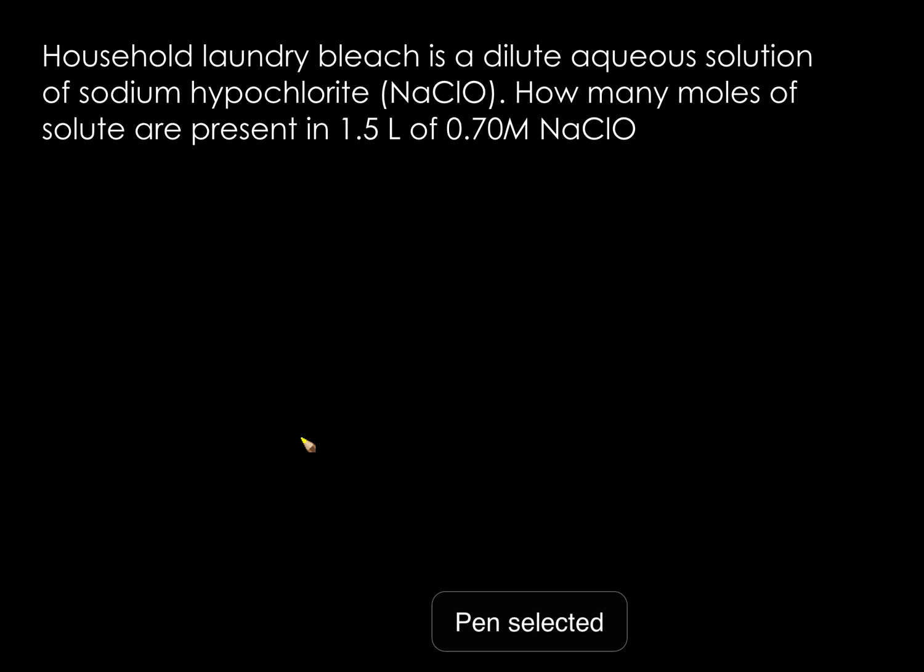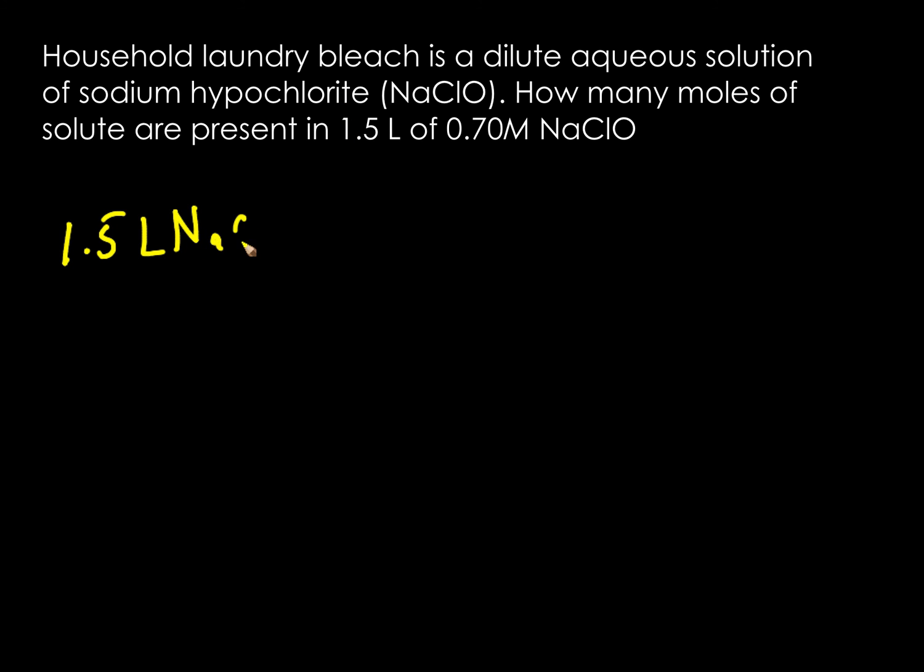Okay, household laundry bleach is a dilute aqueous solution of sodium hypochlorite. How many moles of solute are present in 1.5 liters of 0.7 molar NaClO? So when they give us one like this, we have to find moles. Let's always start with our volume. So we have 1.5 liters NaClO.